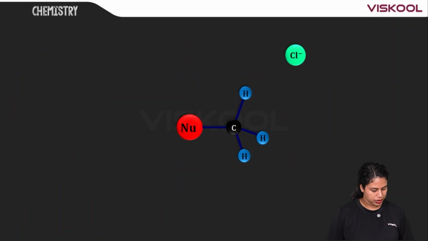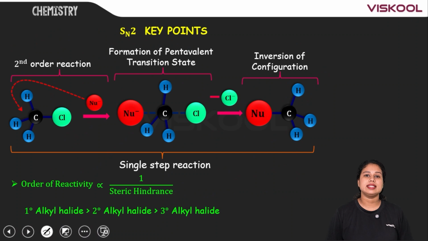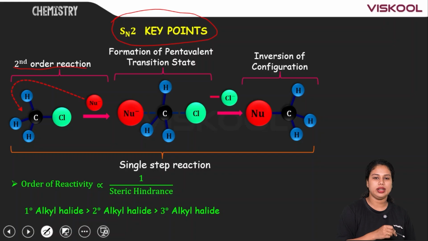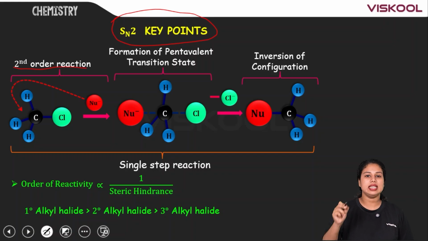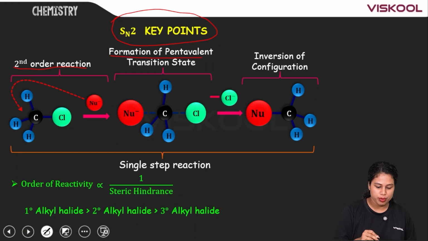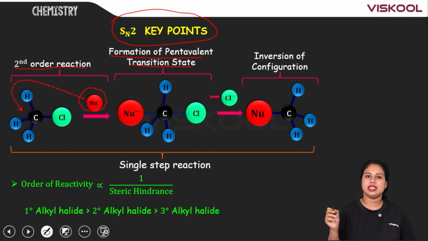Now here, as you can see, the SN2 key points. What are the things that you need to understand from this particular nucleophilic substitution bimolecular reaction? First of all, it is a second order reaction. That means the rate depends on the substrate and the attacking molecule. Then as the reaction proceeds, there takes place the formation of a pentavalent transition state. The nucleophile approaches the alkyl halide through the side opposite to where the halogen is attached.